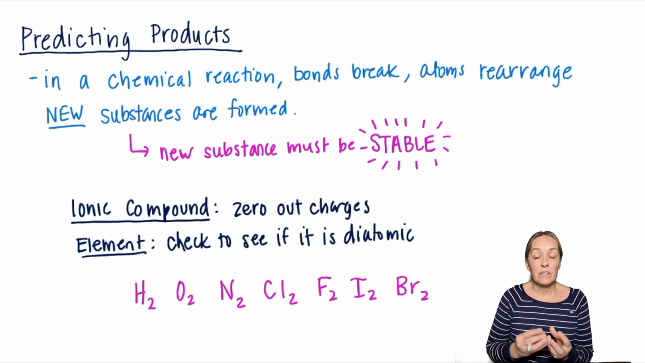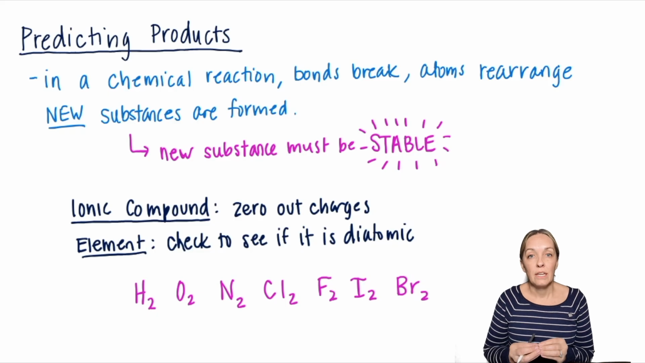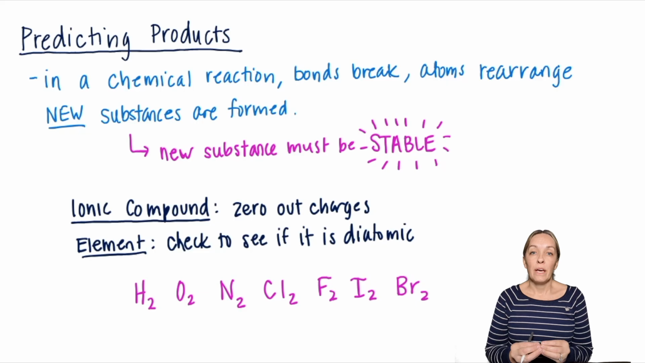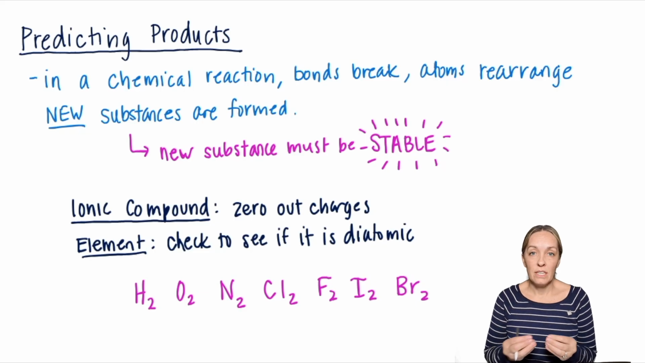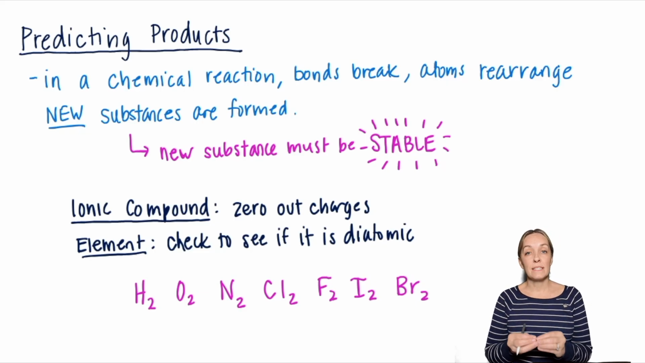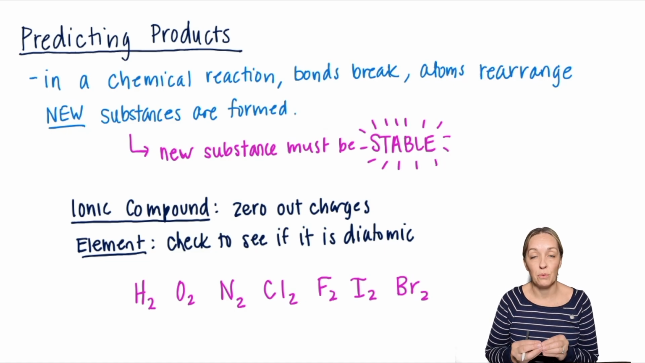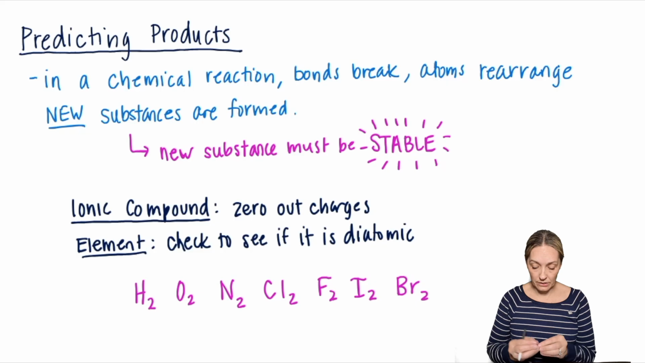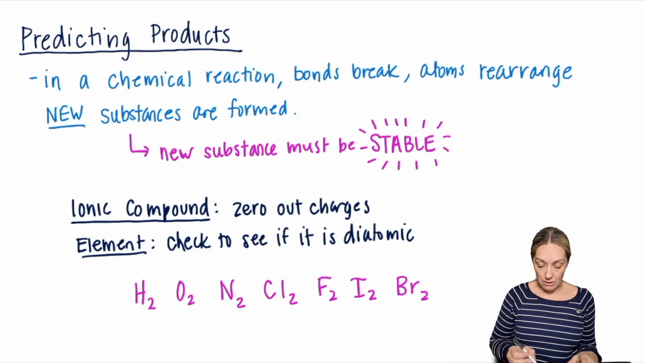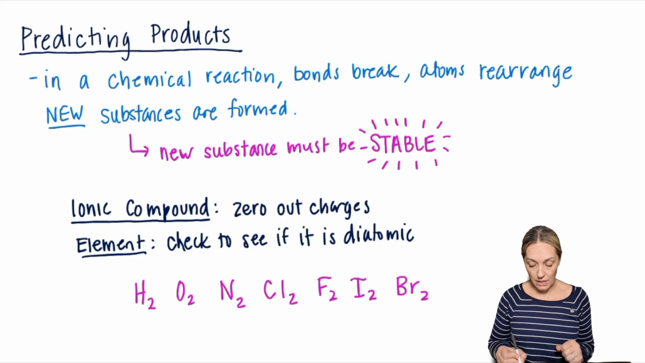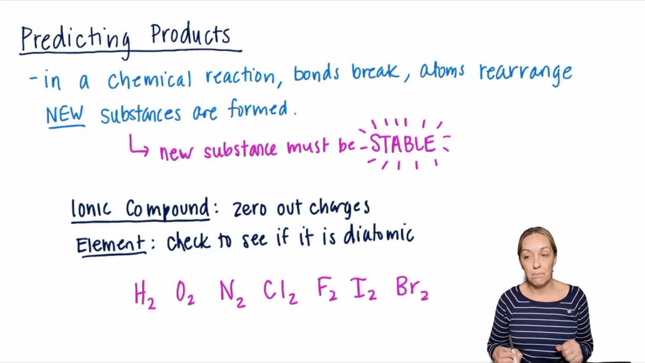An easy example of this that we're all familiar with is oxygen. The oxygen in the air that we breathe is not O. Whenever there's O, or oxygen, in its elemental form, it will always exist as O2. So when we say oxygen, we're really talking about O2. There are 7 elements that are like this. Those 7 elements are H2, O2, N2, Cl2, F2, I2, and Br2.